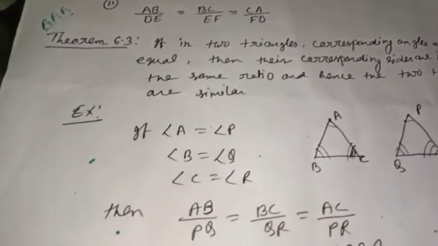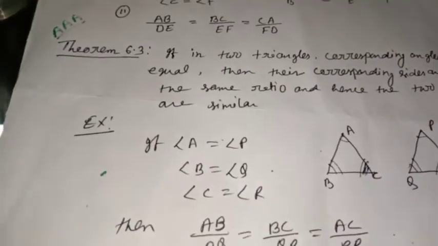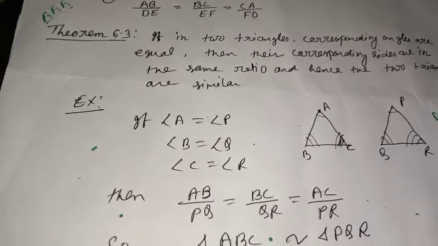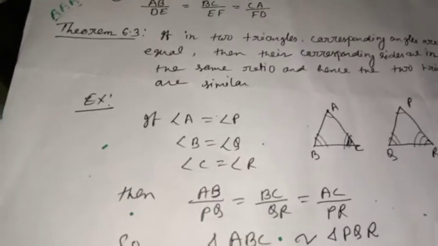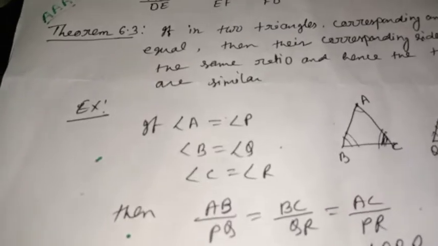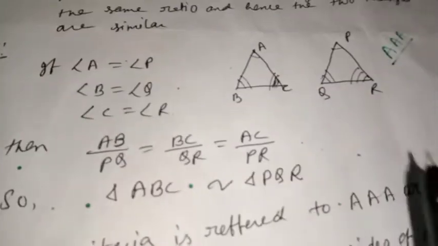And according to 6.3, if in two triangles you are getting corresponding angles are equal, then their corresponding sides are in the same ratio. So you can say that these two triangles are similar.